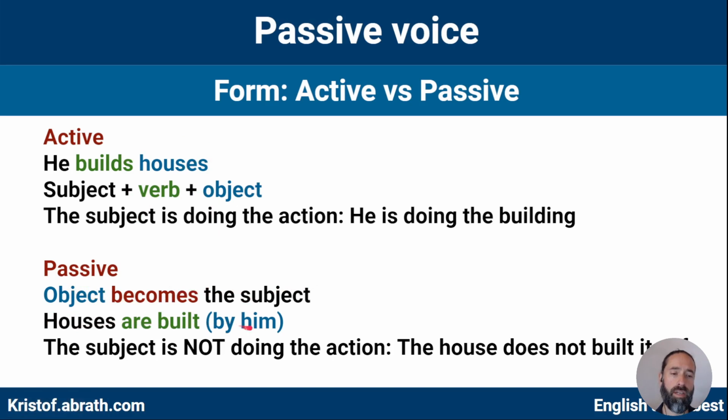Houses are built by him. Here, the subject is not doing the action. Houses don't build. They can't do anything. So because the houses are not doing the action, you need to use a passive form here. Because he is doing the action, but he is the object here. And here you have a subject as houses. So that's why you need to use the passive form.